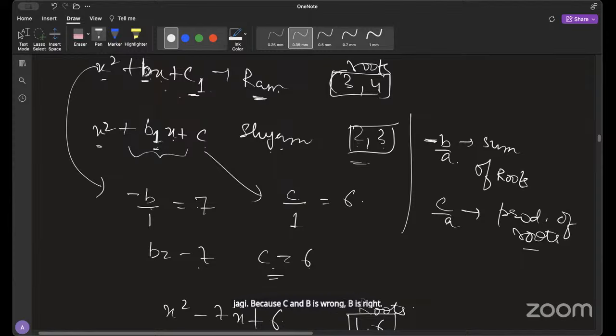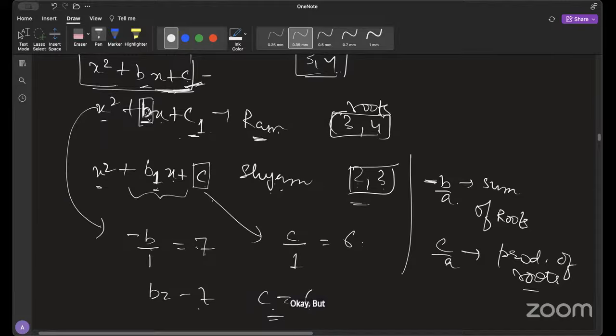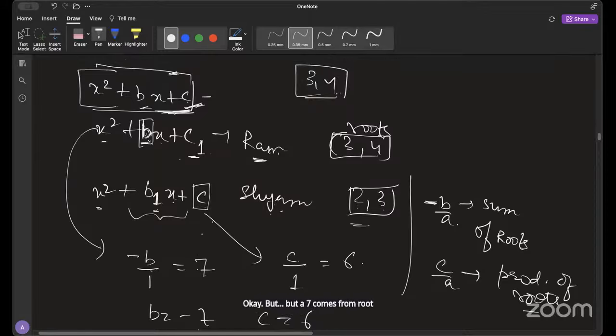In Ram's equation, B is correct. This was the original equation. Ram wrote down the constant term wrong, and Sham wrote down the coefficient of x wrong. So in Ram's equation, B is still correct, and in Sham's equation, C is still correct. That's why we're using B from here and C from there. But the 7 comes from the root of Ram, so it's actually 3 plus 4. Then the root of Ram comes out wrong because he noted wrong things. So how is that?